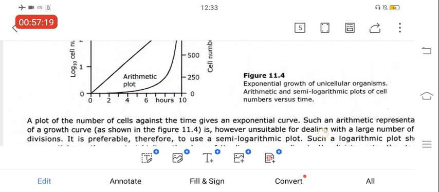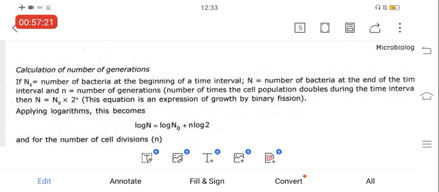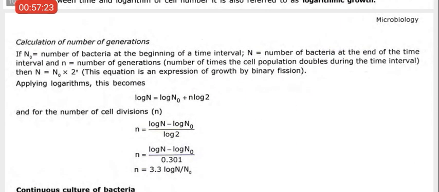If N0 is equal to the number of bacteria at the beginning of a time interval, N is equal to the number of bacteria at the end of the time interval, and n is equal to the number of generations, the number of times the cell population doubles during the time interval, then N is equal to N0 into 2 raised to n. This equation is an expression of growth by binary fission.